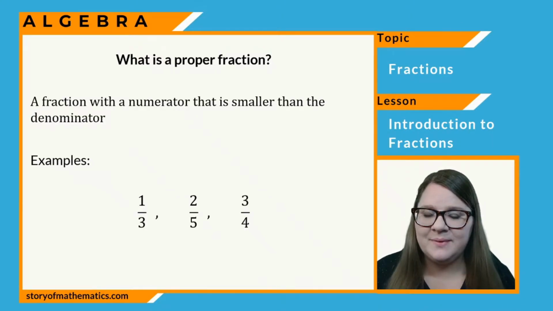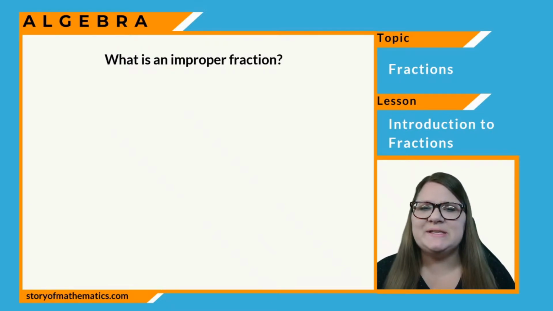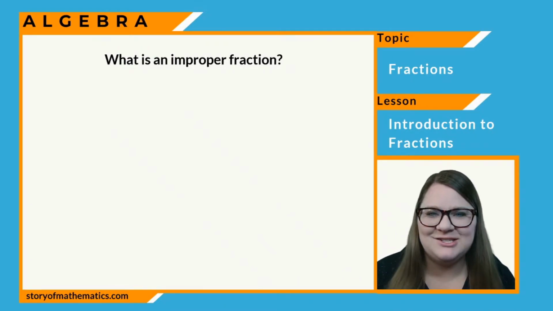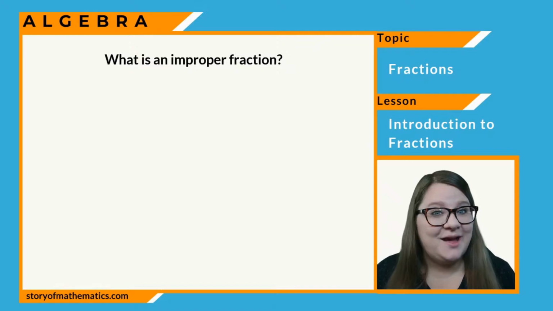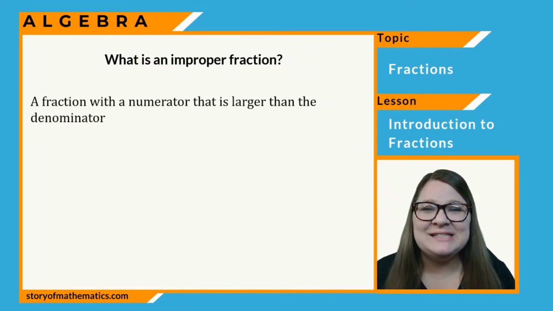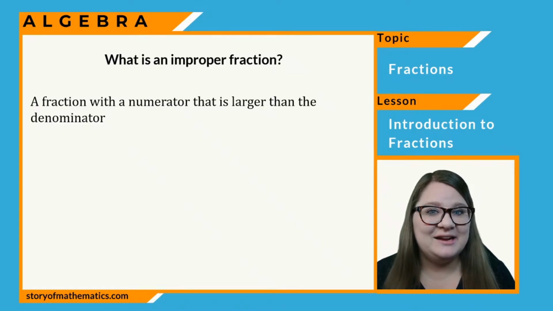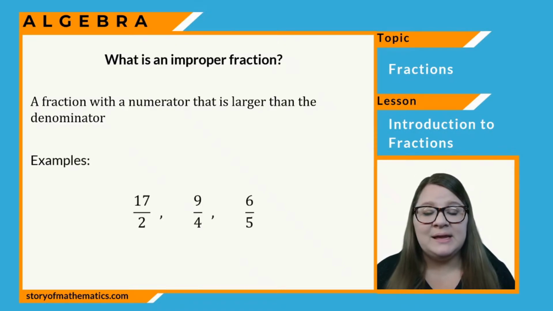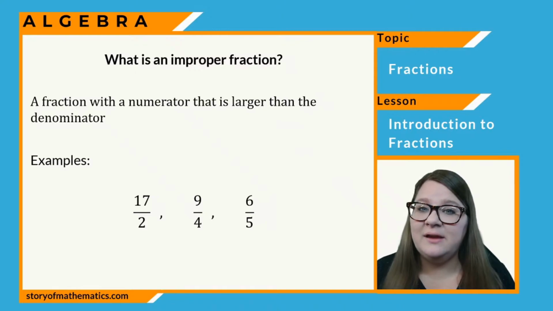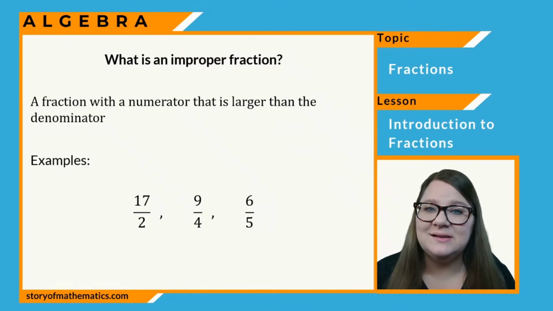the bottom number. The next type of fraction we're going to talk about is an improper fraction. This is the exact opposite of a proper fraction because the numerator is actually larger than the denominator. Some examples here would be 17/2, 9/4, or 6/5.